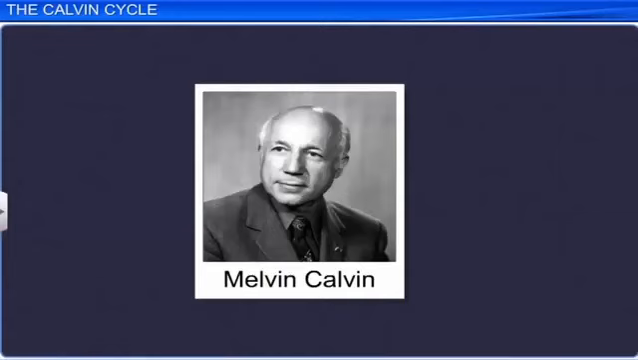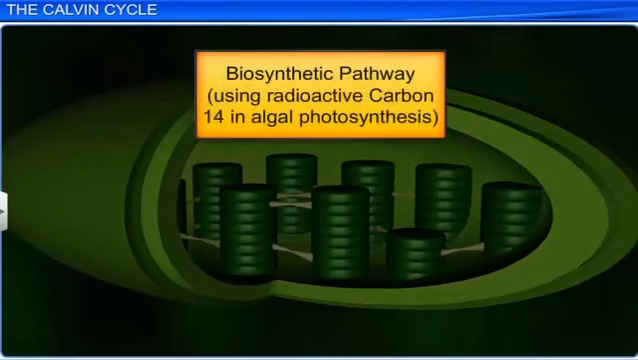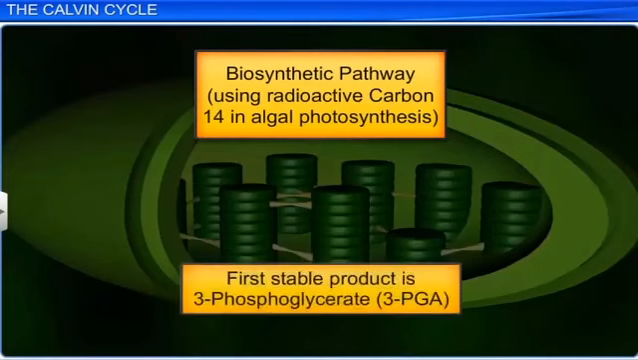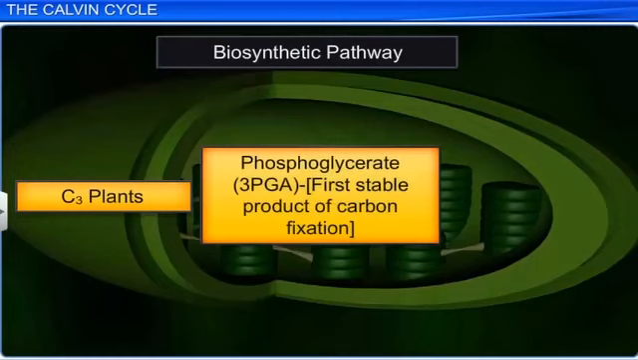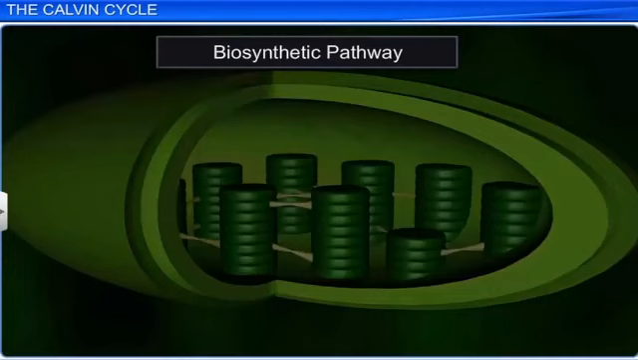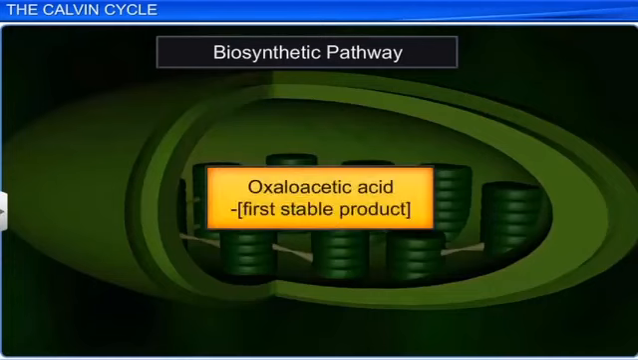The American scientist Melvin Calvin used radioactive carbon-14 in algal photosynthesis and discovered that the first stable product formed in the biosynthetic pathway is a 3-carbon compound, 3-phosphoglycerate. However, only some plants showed 3-phosphoglycerate as the first product of carbon fixation, while others showed the formation of a 4-carbon organic acid, oxaloacetic acid.